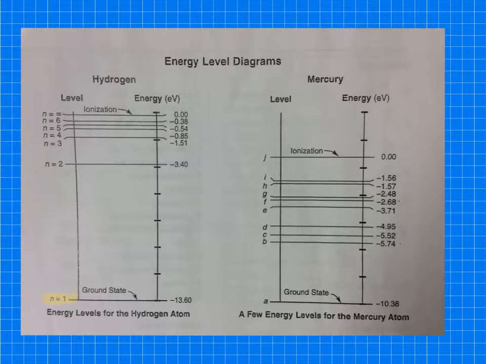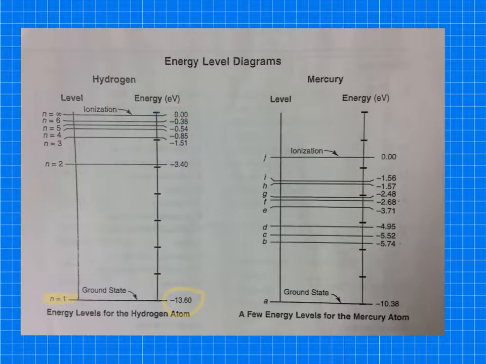And you can see that the energy level is actually negative 13.6. What that means is it requires 13.6 electron volts, which is a measurement of energy, to get that electron to leave the atom. Notice that ionization is at 0 electron volts. So from negative 13.6 to 0, it requires 13.6 electron volts.